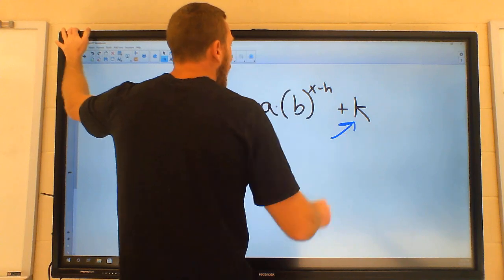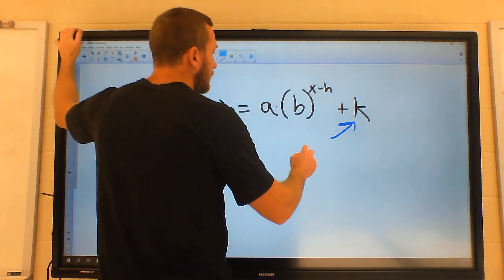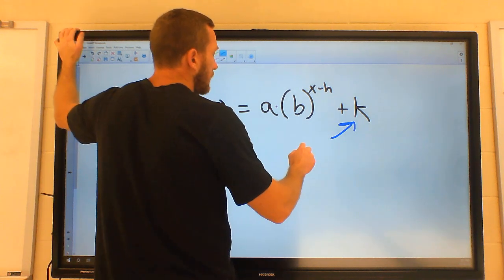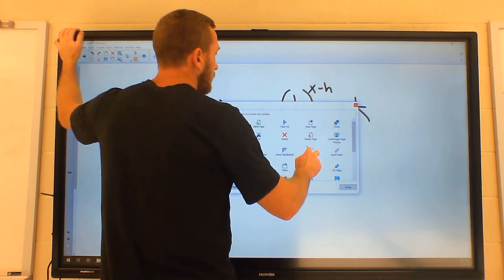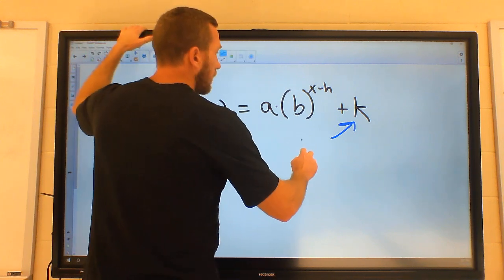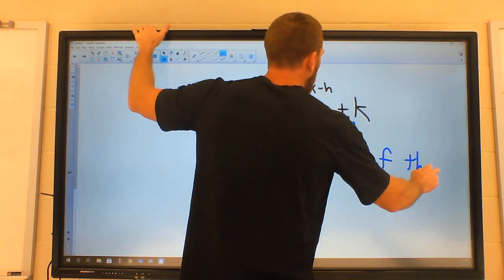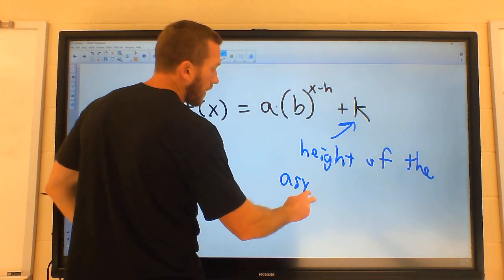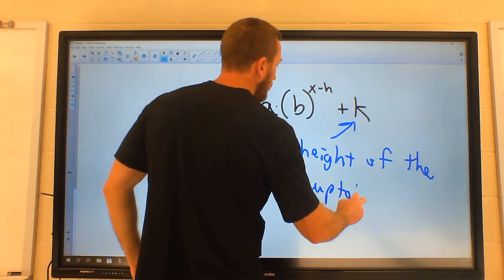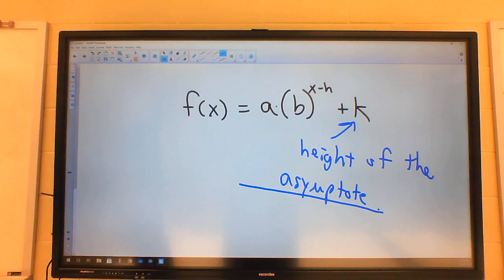And in fact, this value right here is actually going to be used in identifying the asymptote. So that value is actually going to be the height of the asymptote. If you want to write that down right now, that's probably a great thing to have in your notes, okay? That value k is going to be the height of the asymptote.